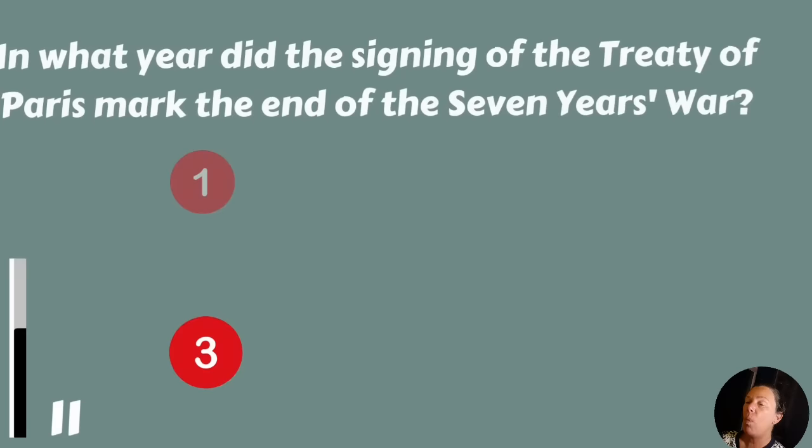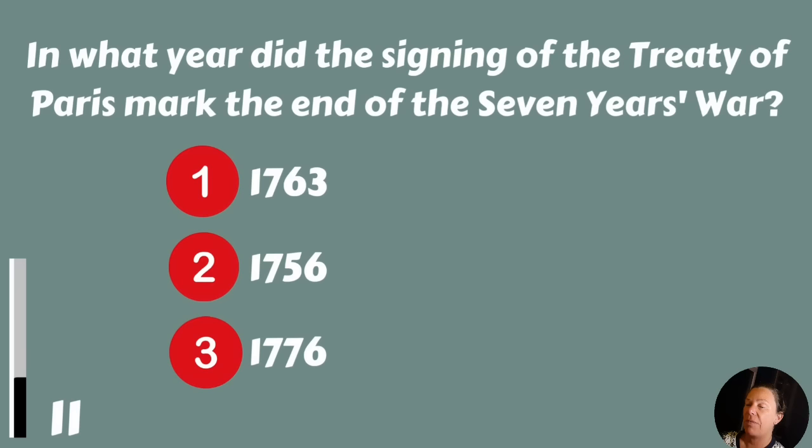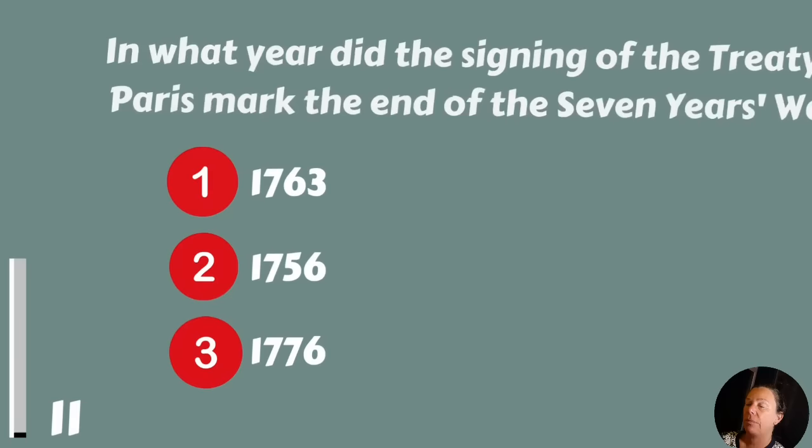In what year did the signing of the Treaty of Paris mark the end of the Seven Years' War? 1763, 1756, or 1776? 1763. When was the Battle of Stalingrad fought during World War II?